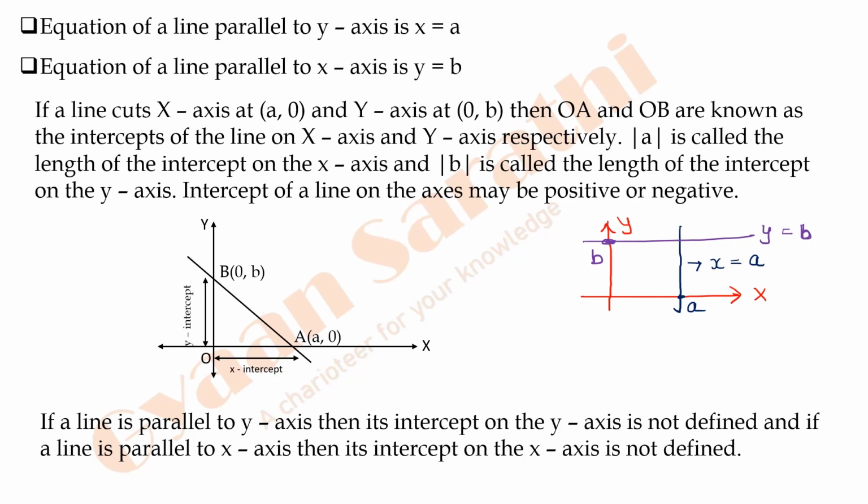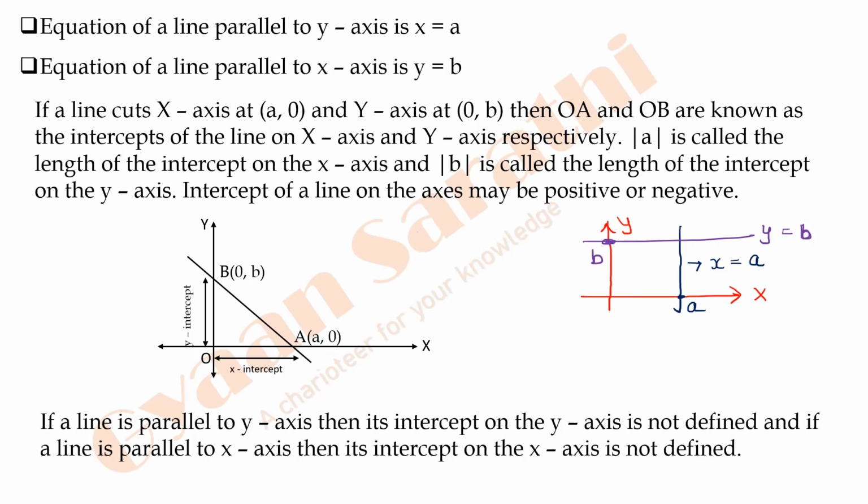Okay, modulus a is called the length of the intercept on the x-axis. So this length is a, as we can see in the diagram. This is called the length of the x-intercept, and this length is b. Modulus b is called the length of the intercept on the y-axis. Intercept of a line on the axis may be positive or negative. Here in this case they are positive because the line is cutting the positive x-axis and the positive y-axis.